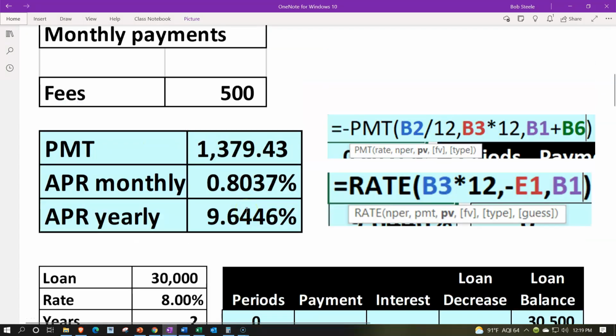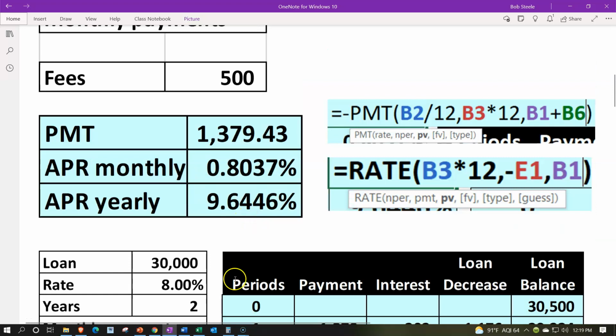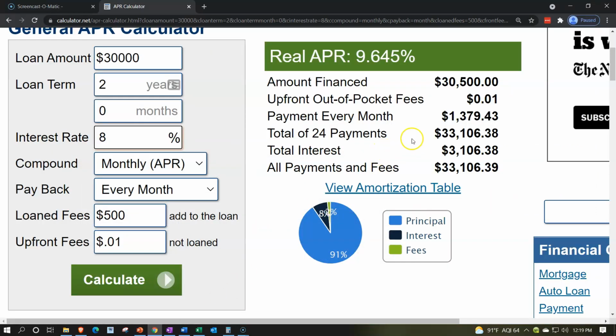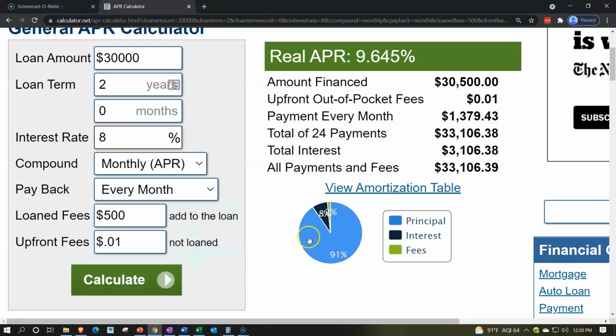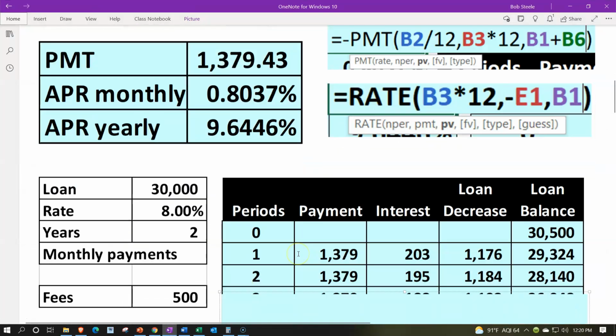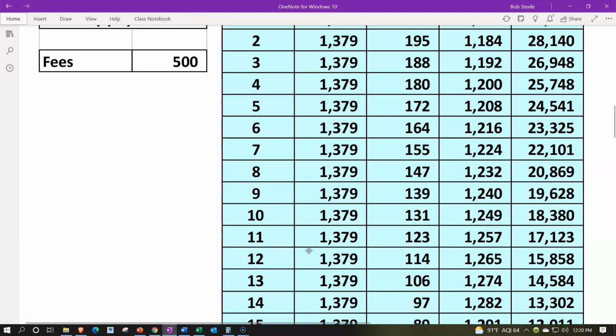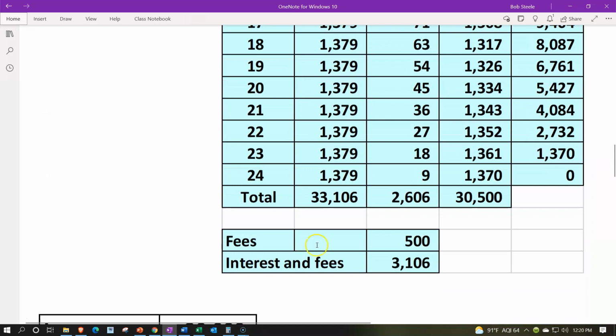9.645, and is that what we got? It is. Yeah, it is. Of course it is. And then we've got the payment every month, $1,379.43, and so on. Total payments $33,106. So if you were to add up all the payments down here, or just multiply the payments times the total periods, which are 24, $33,106.